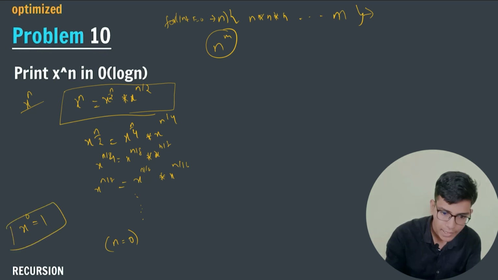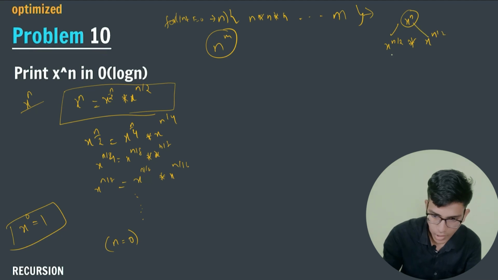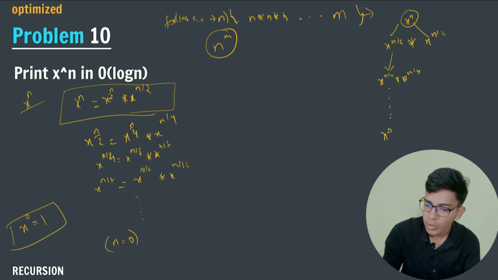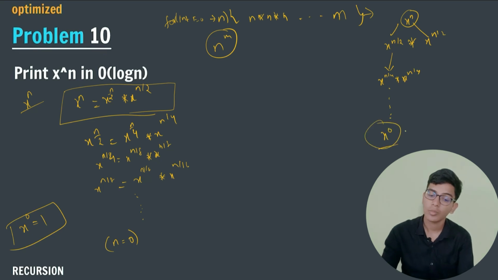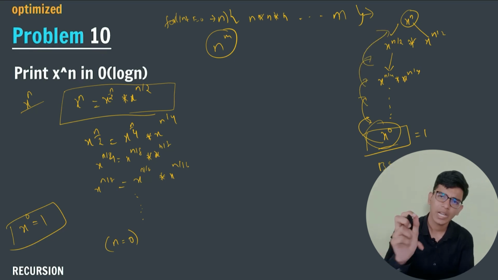So can I write that x to the power of n is equal to x to the power of n by 2 into x to the power of n by 2, and this is equal to x to the power of n by 4 into x to the power of n by 4, and this process will continue until we get x to the power of 0. So if I get x to the power of 0, then this is my base case. From this I will return 1, and the returning will work, and finally I will get my x to the power of n value. So this is the main logic of my code.